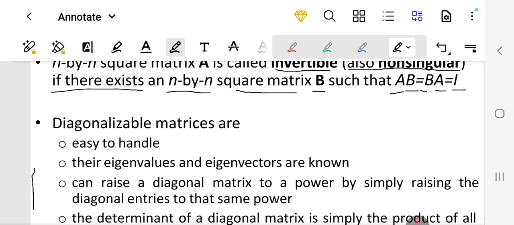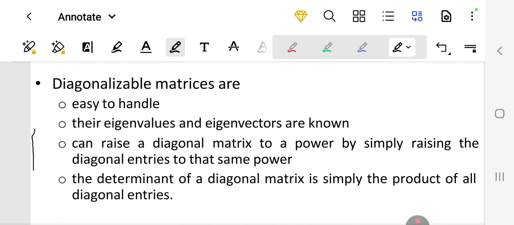What are the main properties of diagonalizable matrices? First of all, they are easy to handle. We can use this matrix in an easy way. Their eigenvalues and eigenvectors are known.